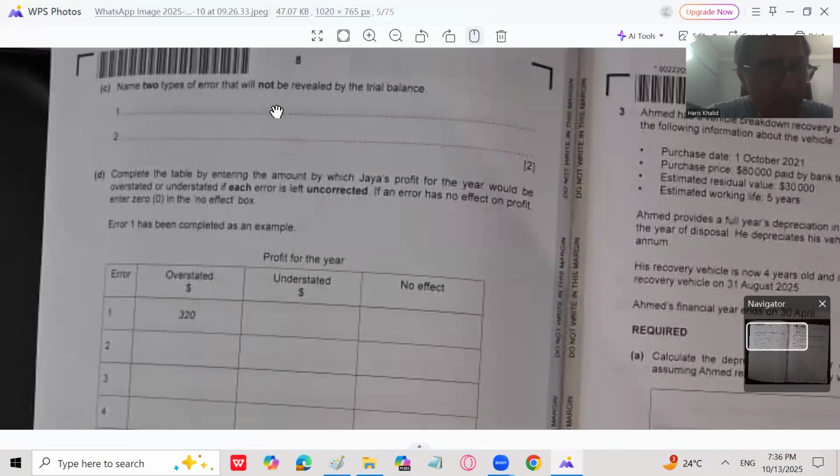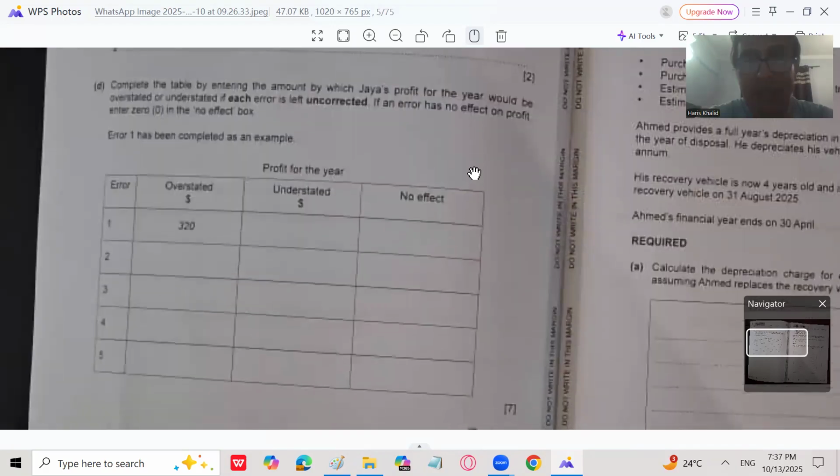Complete the table by entering the amount by which GR's profit for the year would be overstated or understated if each error is left uncorrected. If an error has no effect on profit, enter 0 in the no effect box. The first one has already been done for you. Remember this, I've already told you in the workshop, and even in the guess paper, that the examiner is going to ask you this type of question.